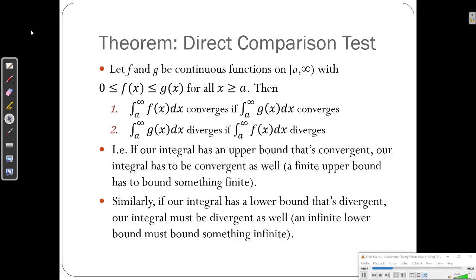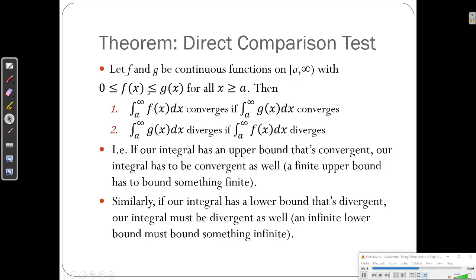So here is the direct comparison test. If you have continuous functions f and g on a to infinity with f bounded below by 0 and above by g of x, so that's saying it's a positive function. It doesn't really have to be uniquely positive, but this is just making sure it doesn't go to negative infinity past g as well. So bounded above by g. Then the integral of f converges if the integral of g converges, and the integral of g diverges if the integral of f diverges. Let's investigate that a little bit.